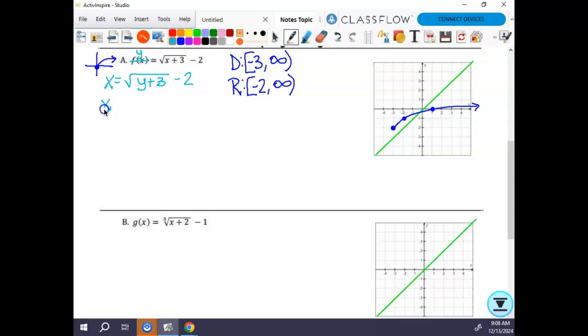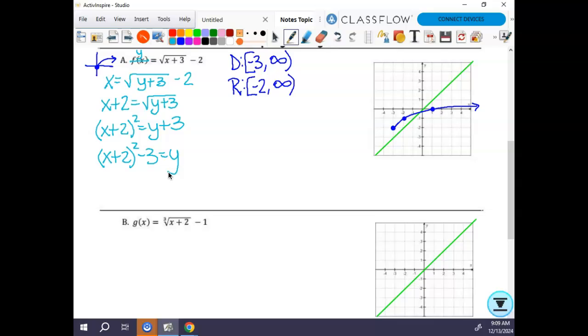Add 2 to both sides. x plus 2 equals the square root of y plus 3. How do I undo a square root? I square it. So I'm going to square both sides. It becomes x plus 2 squared equals y plus 3. Trying to get y by itself, right? So then I get x plus 2 squared minus 3 equals y.